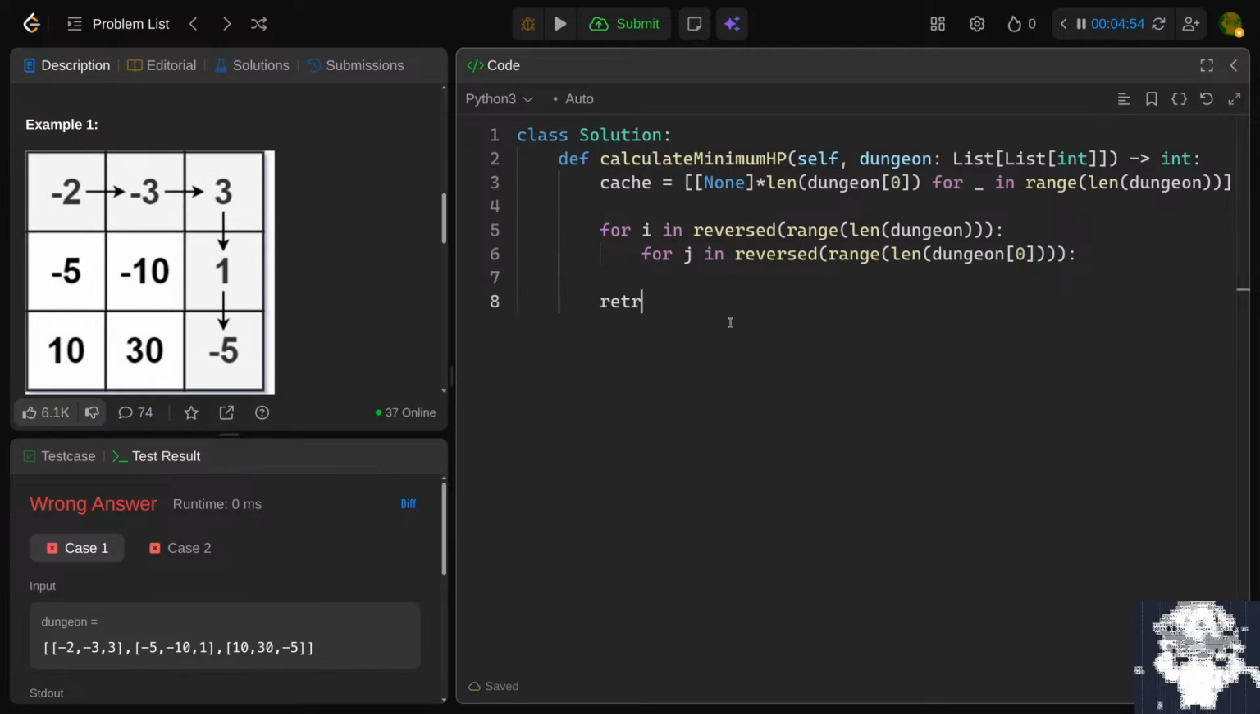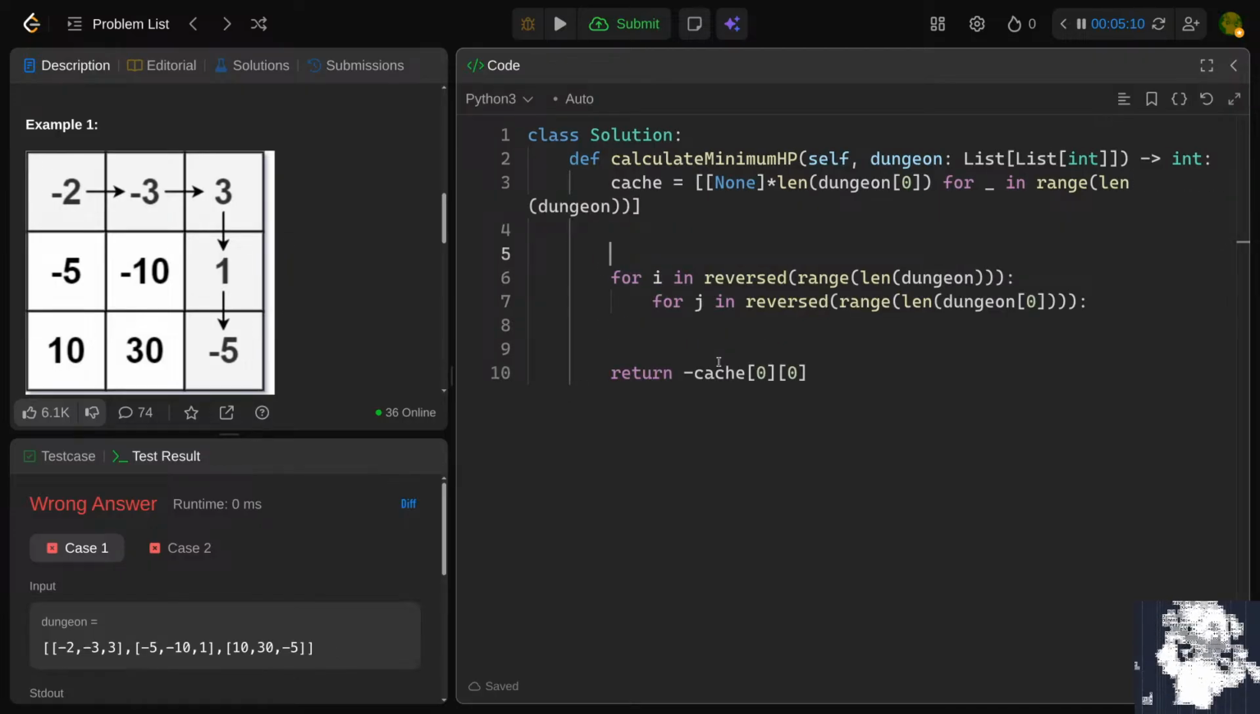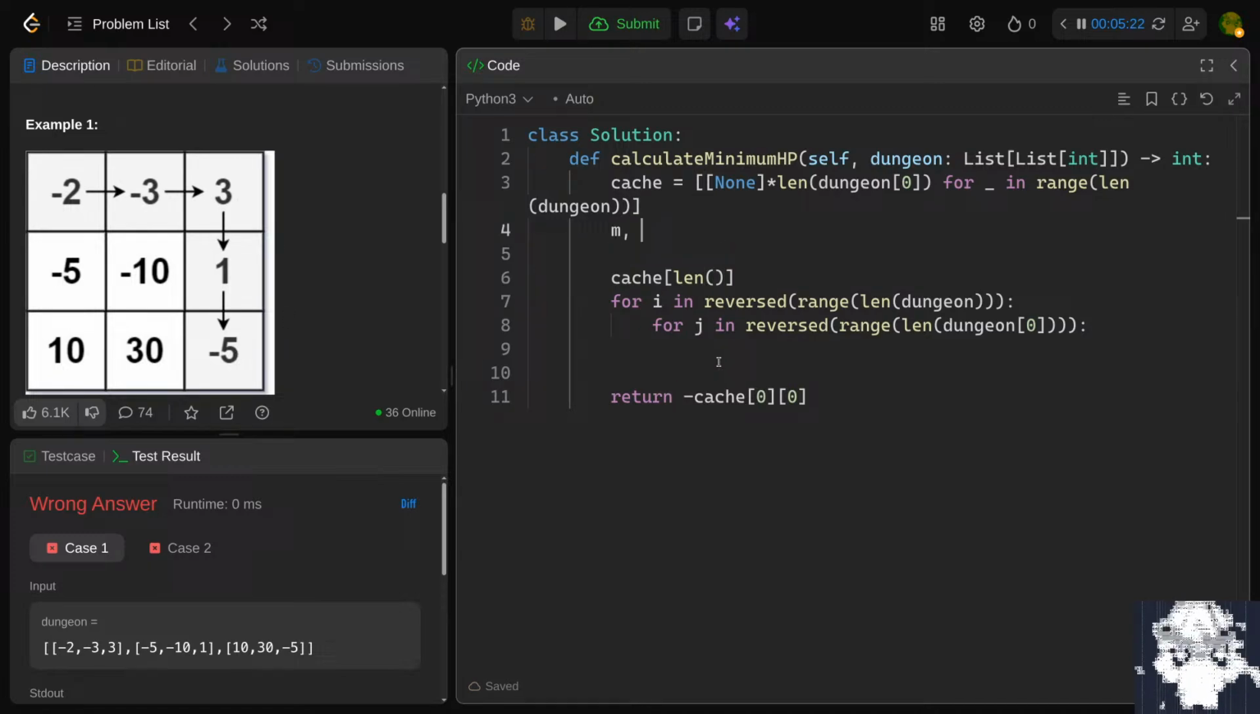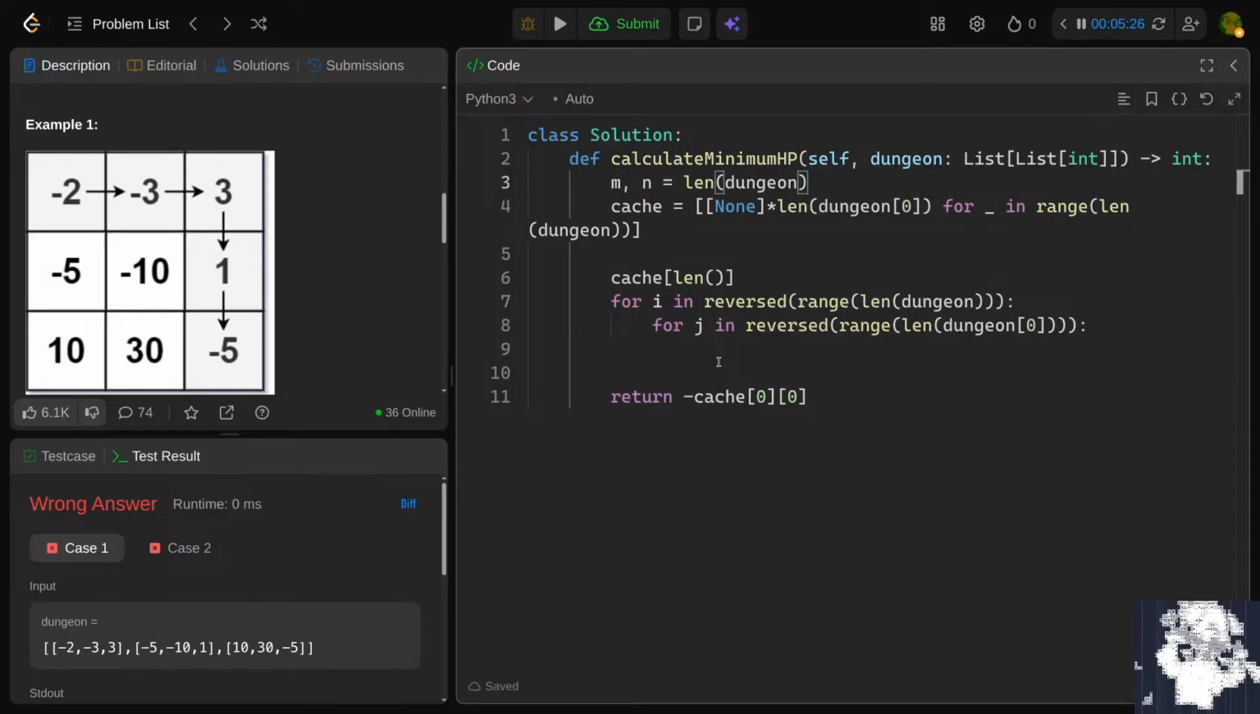At the end, we're just going to return negative cache of 0, 0. And then along the way, we just take the sum. So the sum is, well, okay. First, the bottom right cell, so cache of len, I'm just going to define m and n. M and n equals len of, and I'm going to do that first.